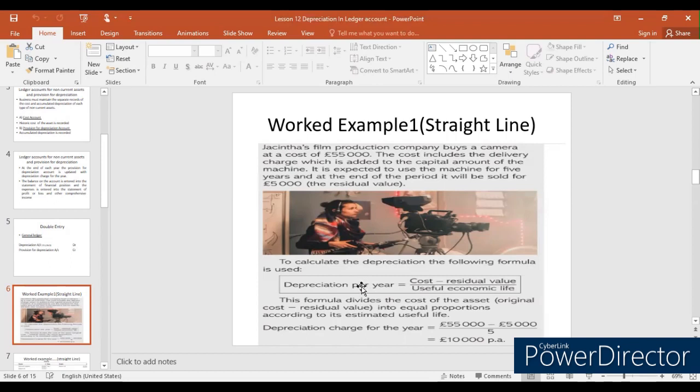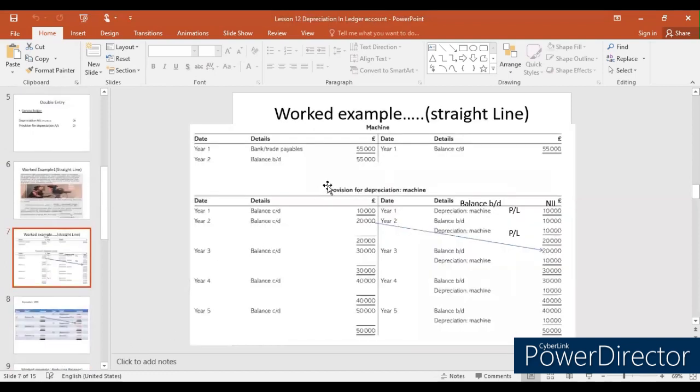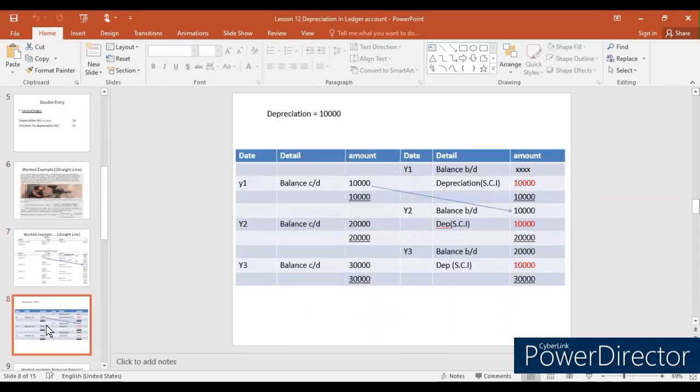You may remember that we used the formula and, under the straight line method, calculated the depreciation, which is 10,000. We use the same example and same answer to record them in the ledger account. The question asks you to record this depreciation for 5 years. Under the straight line method, each year's depreciation will be the same, 10,000. So we have done that. Now how are we going to record it? There is a confusion here, therefore I'm going to show it here.